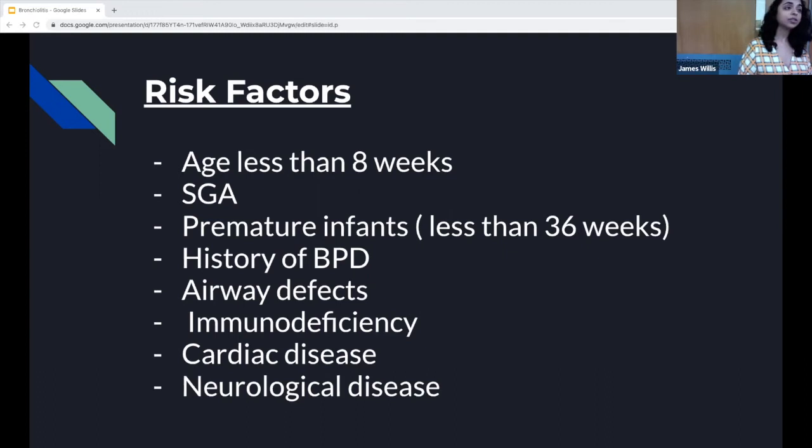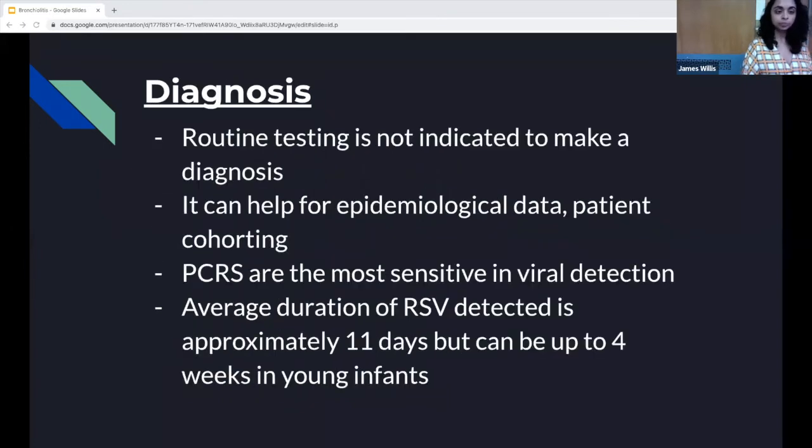Other risk factors can be social, so smoking, daycare settings, crowded households, households with multiple children, young children can also serve as risk factors. The diagnosis of bronchiolitis is made with a good history and physical exam. You do not need any supplemental studies to do so, and routine testing is not indicated to make a diagnosis.